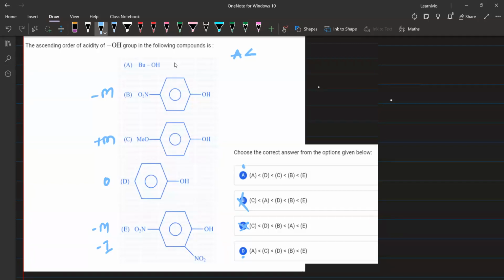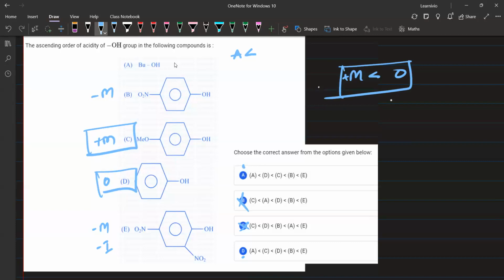Now, if I look at most acidic, A and D options both are having E, so that is sad. So we have to look at the next one. So we have D and C. So let us see. D is 0 and C is plus M. So obviously, plus M would be less basic than 0 because plus M is going to destabilize, right? So after A, you will be having C. That is the option number D. D will be the correct option.